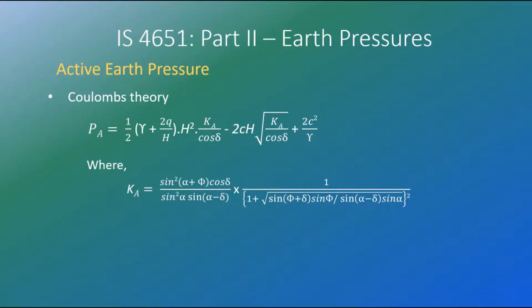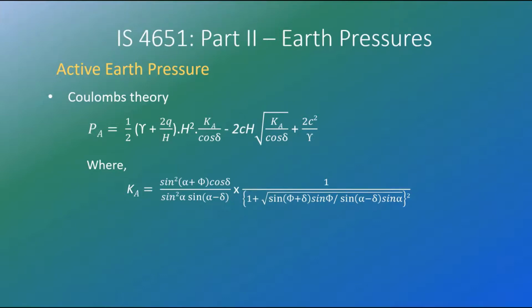This slide shows the mathematical equation for active earth pressure as per Coulomb's theory. Basically, there are two earth pressure theories, one proposed by Coulomb and the other by Rankine. Coulomb was an 18th century French engineer. As per his theory, the soil shear resistance develops along the wall and failure plane. This method considers friction between wall and the backfill.